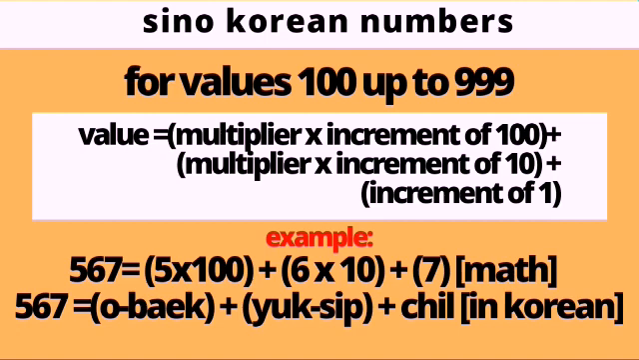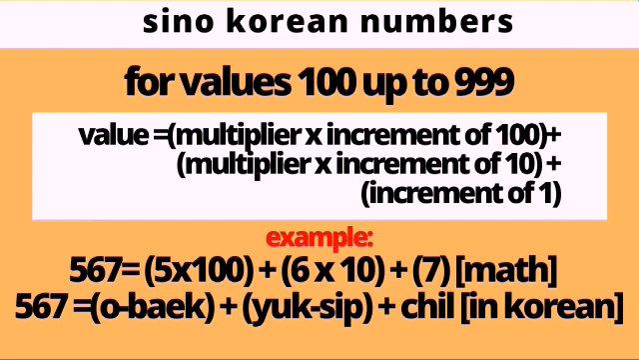Now let's proceed to the second part of this example, which is the increment of 10 or the tens place. So to make 60, we have to multiply 10 by 6. And 6 in Sino-Korean is Yuk. And the increment of 10 is Ship. So 60 or 6 times 10 is actually pronounced as Yuk Ship. So when we say Yuk Ship, it's the same as saying 6 sets of 10.